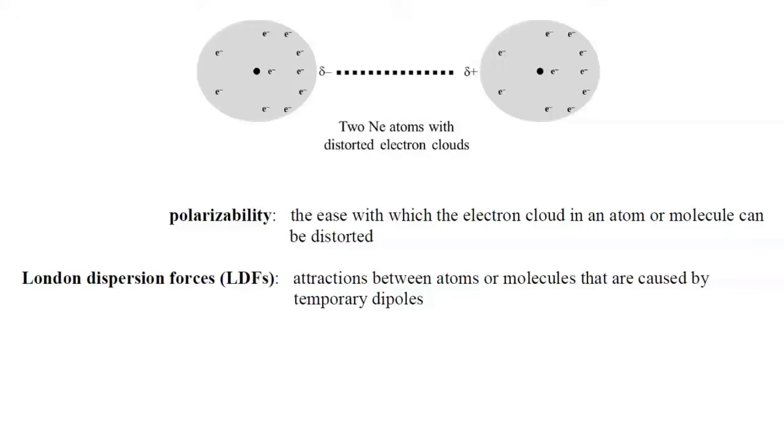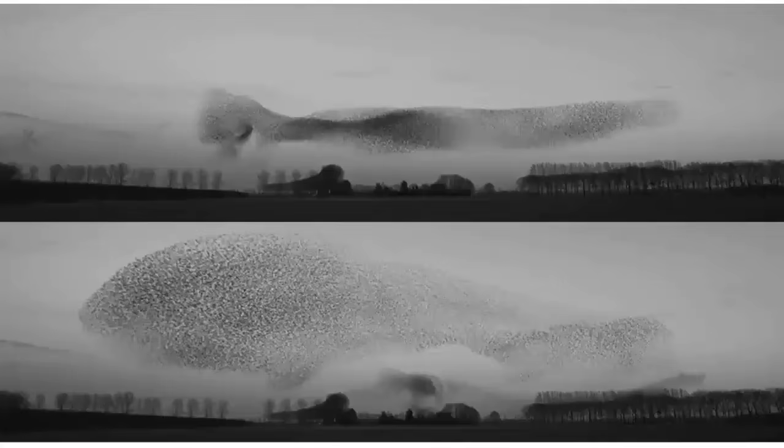I will put a link in the video description area to this video showing a flock of birds, a flock of starlings, and the murmuration of the starlings. So it's very beautiful to watch as this flock moves in various shapes and so forth. And I use this video as an analogy for how an electron cloud can become distorted. The larger the electron cloud, the greater the chances that that electron cloud can become distorted.